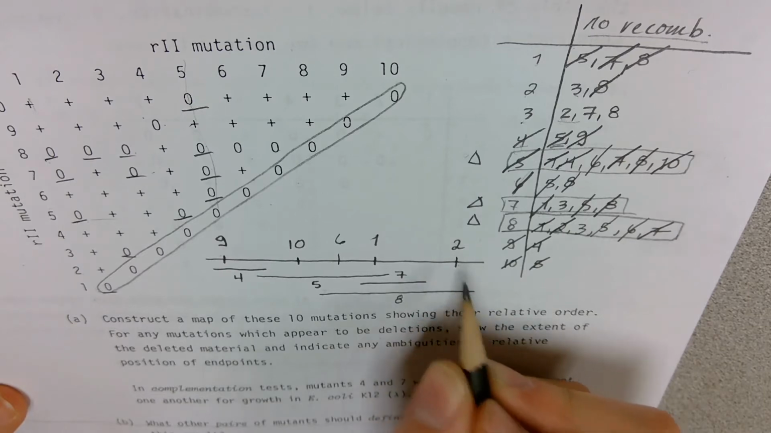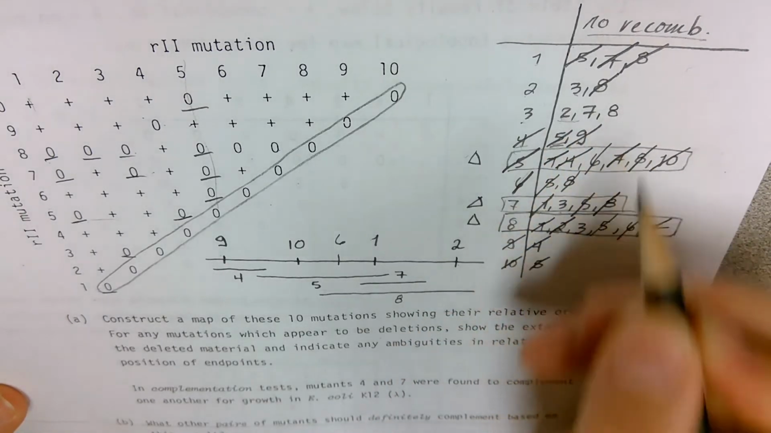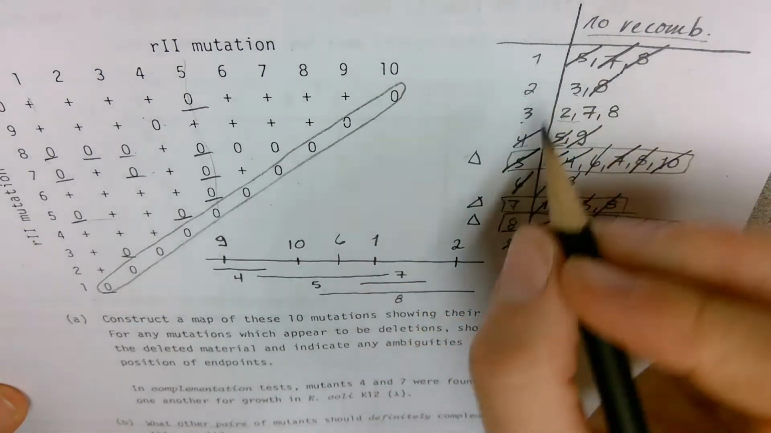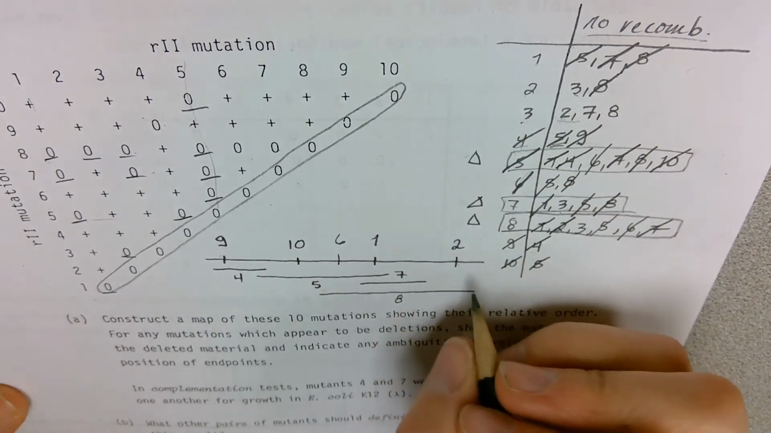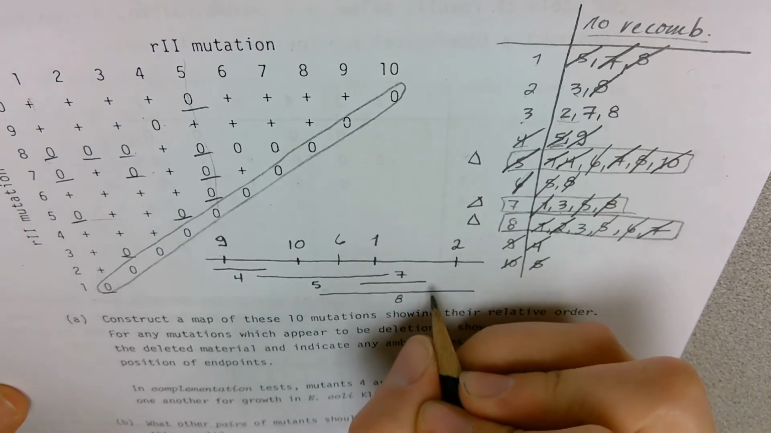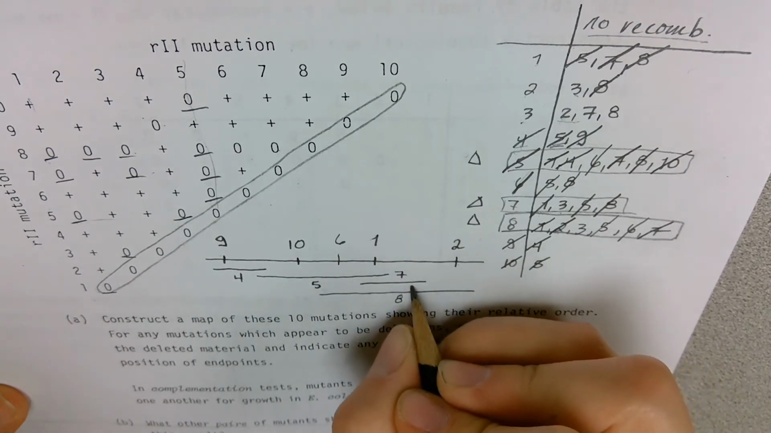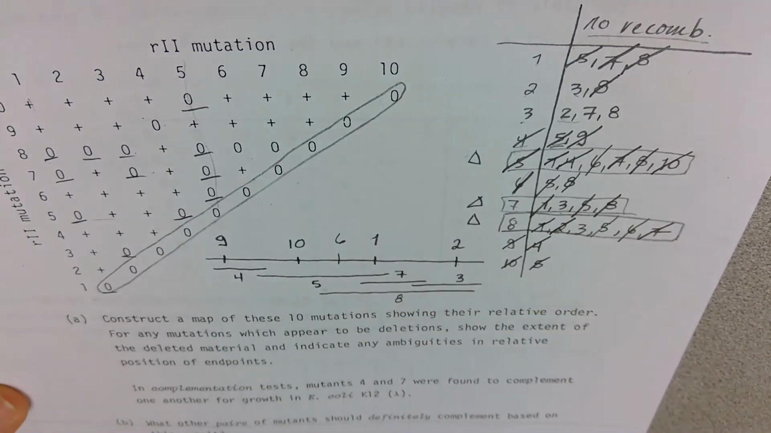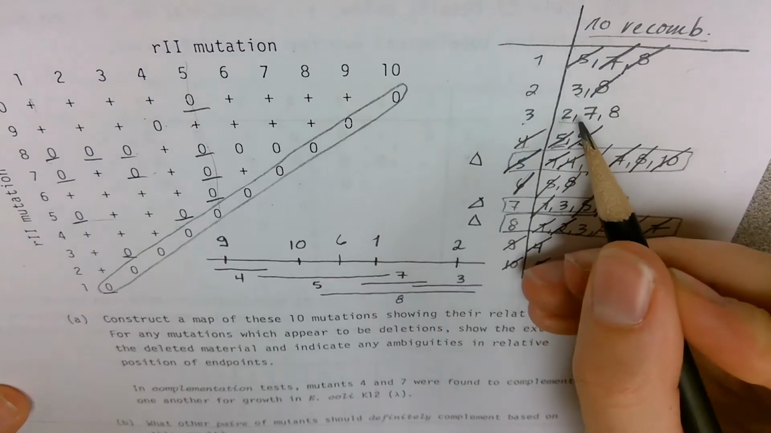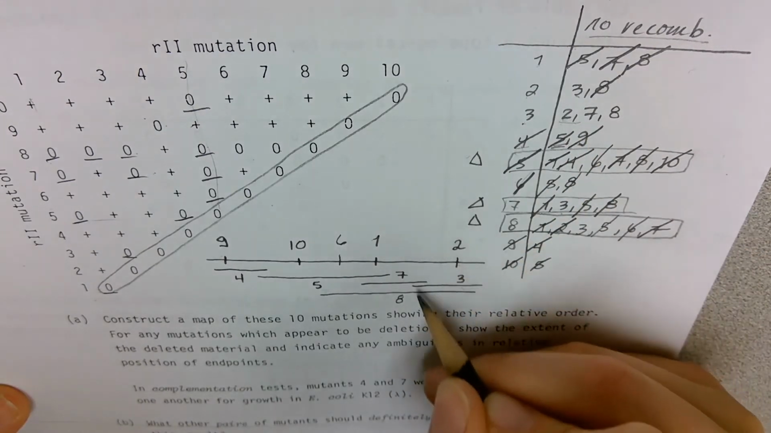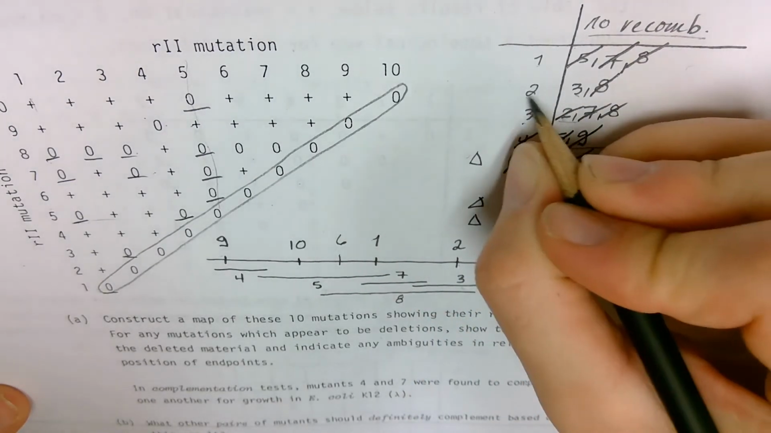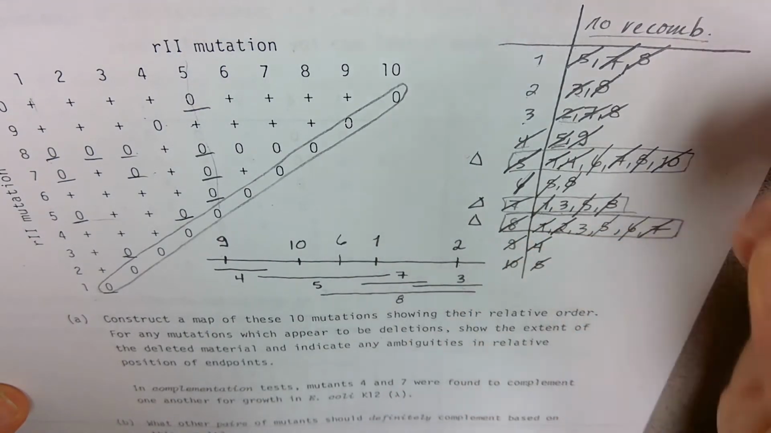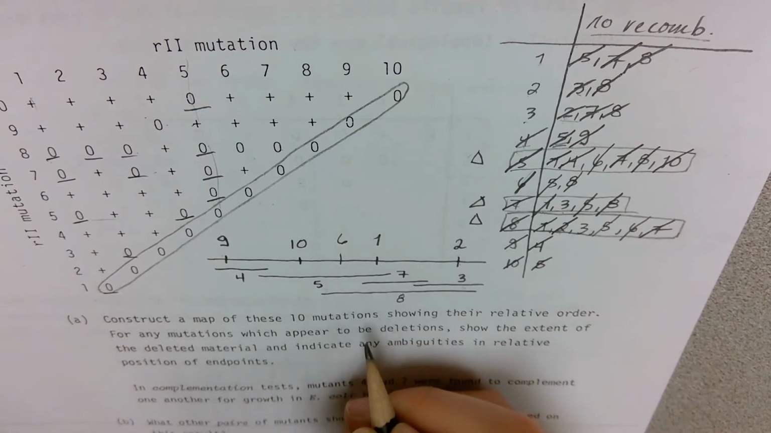So we have 2 here. 3 overlaps with 2, 7, and 8. So we're going to have to draw 3 as another deletion so that it can overlap with all of these. And I'm just going to draw it like this. And that should have covered it. So we've got 2, 7, and 8. Good, 2, 3. And I'm just going to take a second to make sure I have the right answers here.